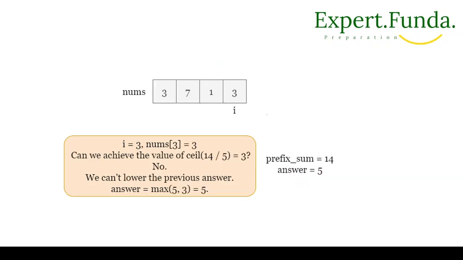Now coming back to the last position here, at i equal to 3, we have 3. What will happen if we do the sum? 3, 7, 1 plus 3 comes to 14. So 14 divided by 4, is it 3? No. So we can't lower the previous answer, so we will keep our answer 5. So 5 is the max and 3 is the minimum.